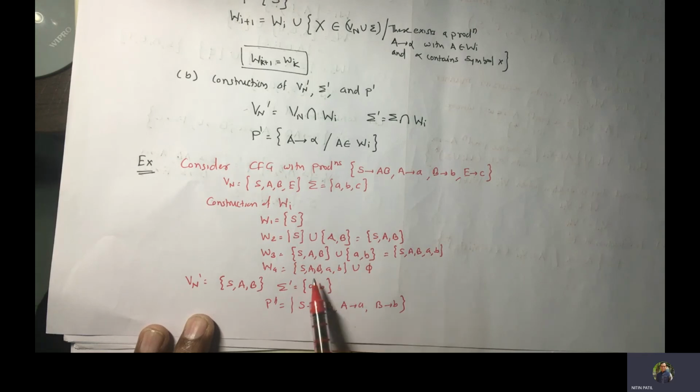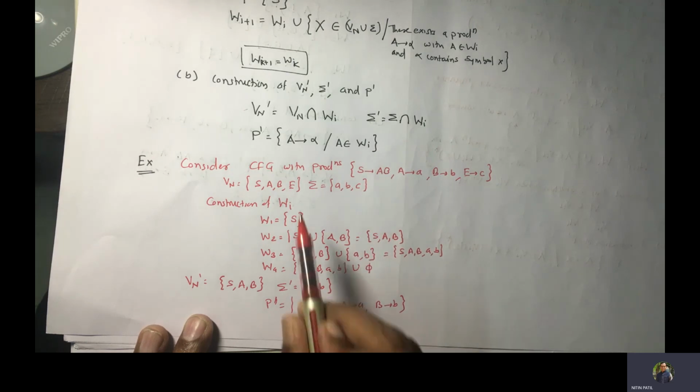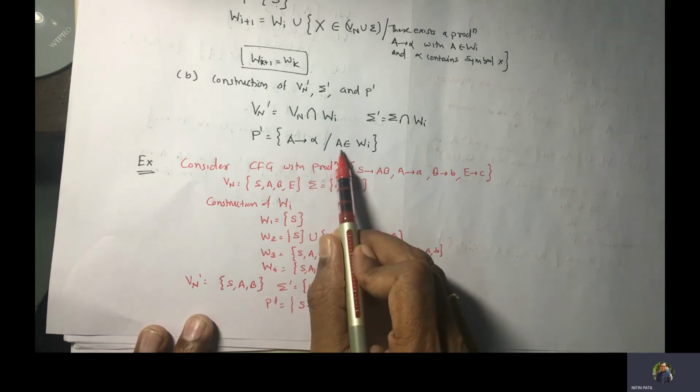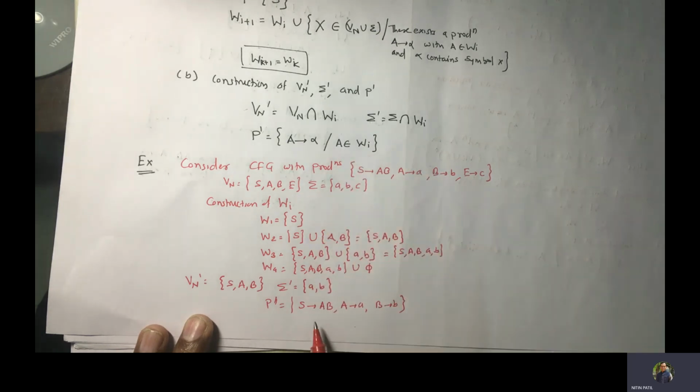Then we took the intersection of this set and this set to construct Vn dash, and this set and this set to construct sigma dash. For P dash, as we said, for all the variables which are included in W, productions for them would be picked, and that's what we got. Right? So this is how you construct an equivalent grammar such that every symbol from your variable set and input alphabet appears in a sentential form.